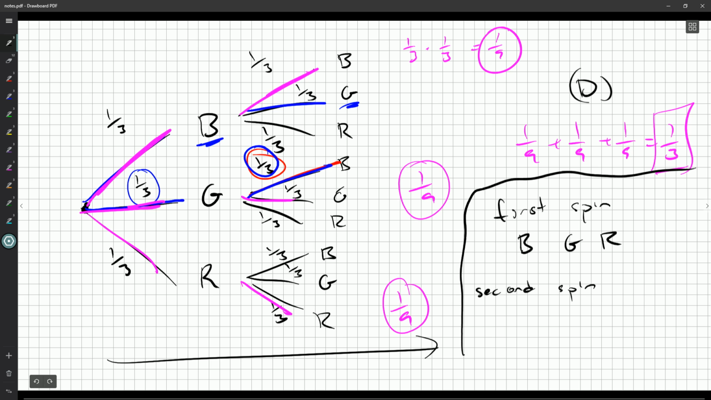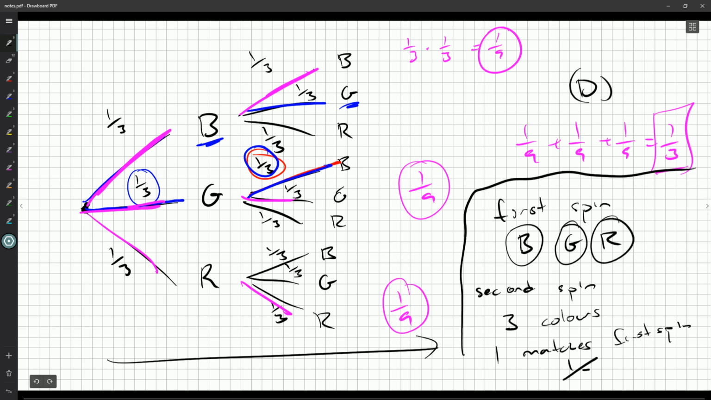what are the chances I get the thing I just got? So if I got red originally, what are the chances I'm going to get red again? Well, there are only 3 colors that I could have, but only one matches the first spin. So 1 color out of 3 matches my first spin. On my second spin, I only have a 1 out of 3 chance of getting the same thing I got the first time, regardless of whether it was blue, green, or red. We don't care. We just care about whether it matches. So that's another way to see the answer should be 1/3.